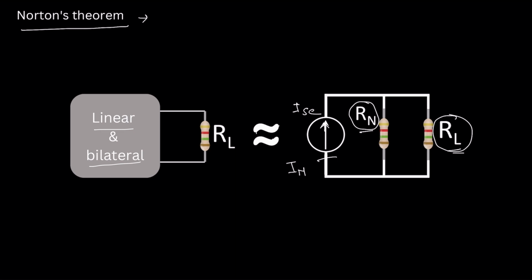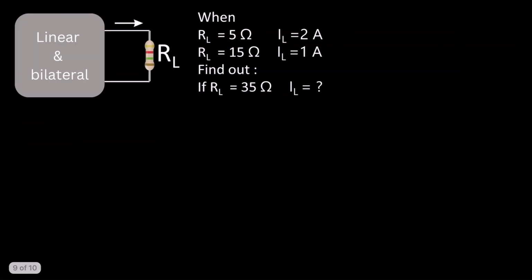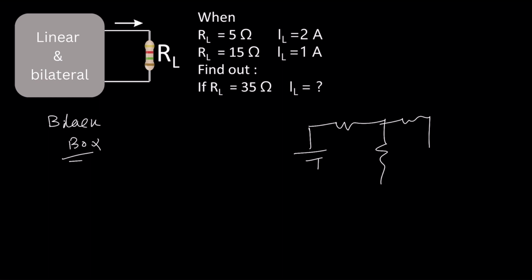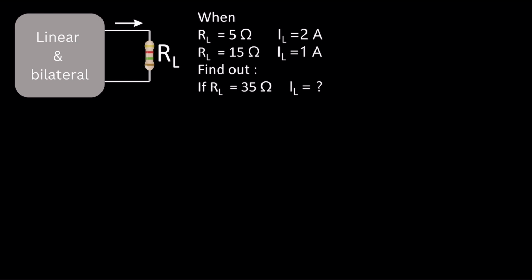I already explained in my video on Thevenin's theorem what linear and bilateral mean. So now let's go to the problem and I will show you how to solve a problem by using Norton's theorem. Just like Thevenin's theorem, there are two types of problem in Norton's theorem also. One is the black box problem, and the other is just a normal circuit where they tell you to calculate some load current. I will show you both cases. First is the black box problem, type 1.